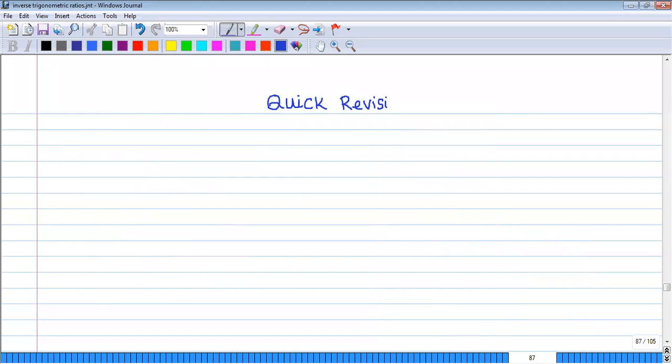Quick revision. Okay. First question. Find the values of the following.